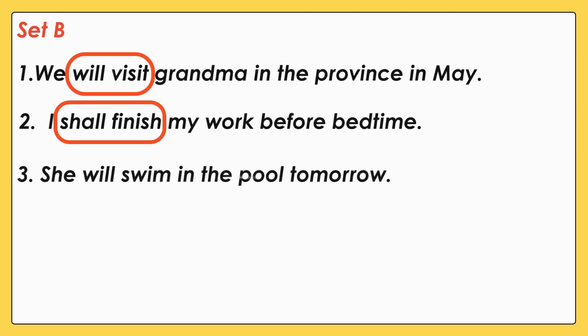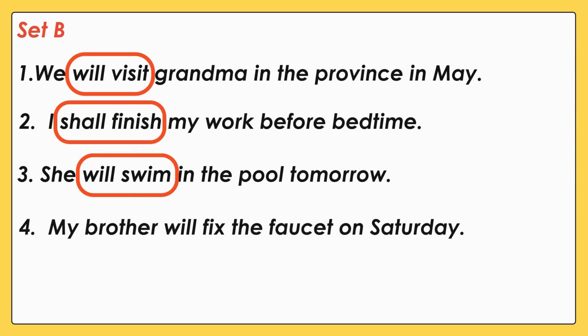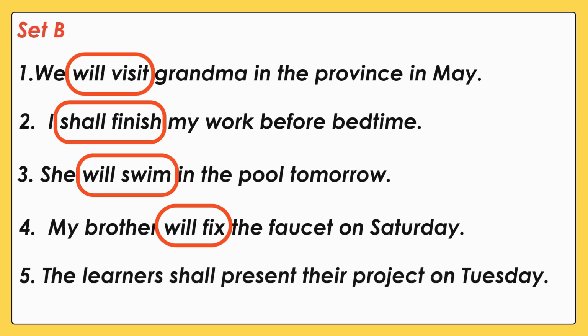Number 3, she will swim in the pool tomorrow. The verb is will swim. Number 4, my brother will fix the faucet on Saturday. The verb is will fix. And number 5, the learners shall present their project on Tuesday. The verb is shall present.